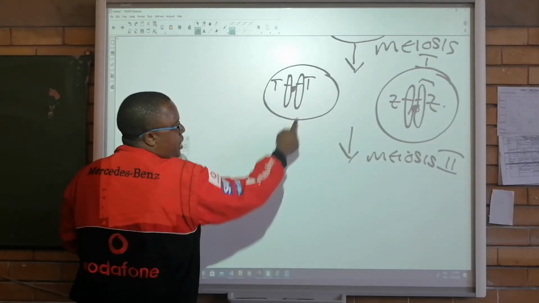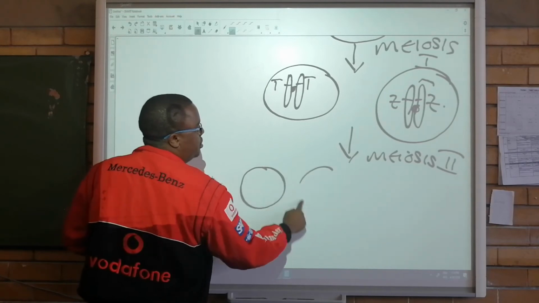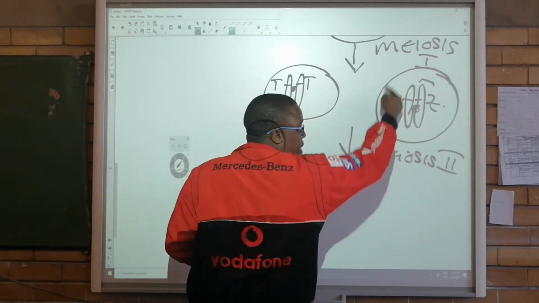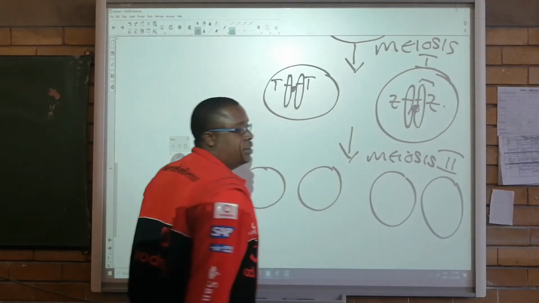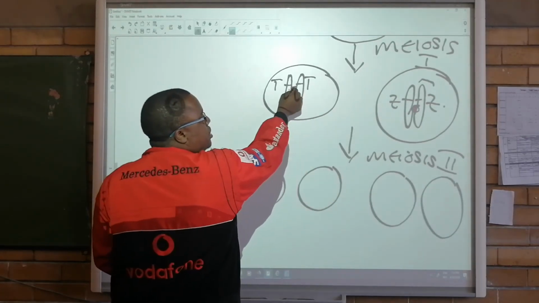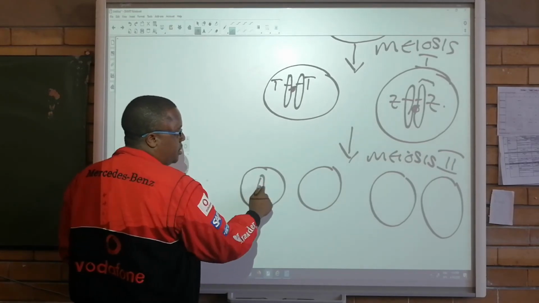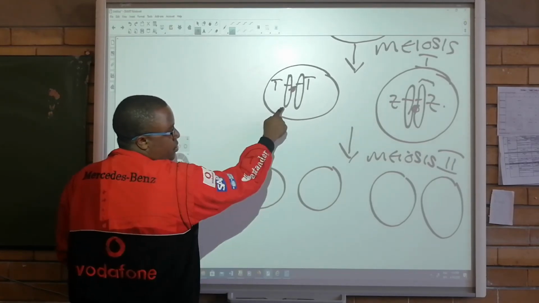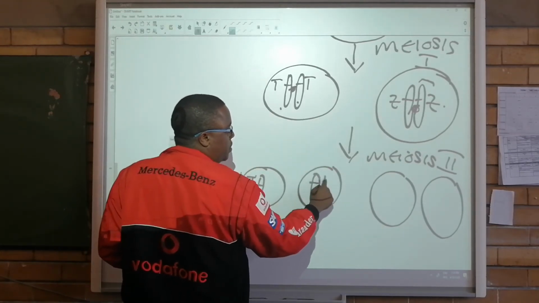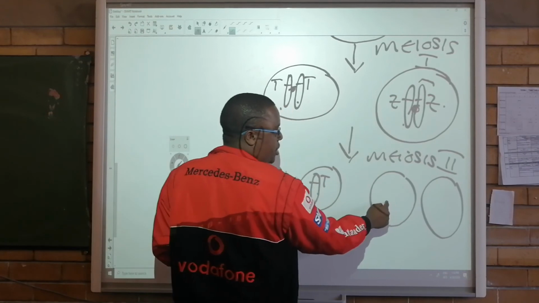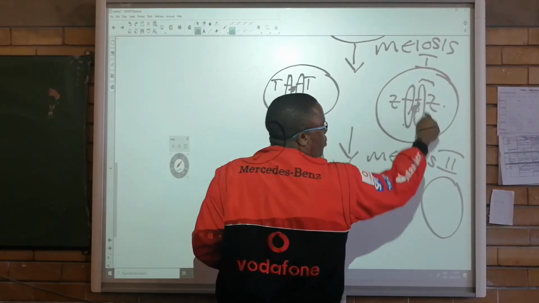this one here will give us 2 cells. This cell will give us its own 2 cells. But because these are splitting at the centromere, then you end up in one gamete. And then this one will end up in this one. This one will end up in this one. And this one will end up in this one.